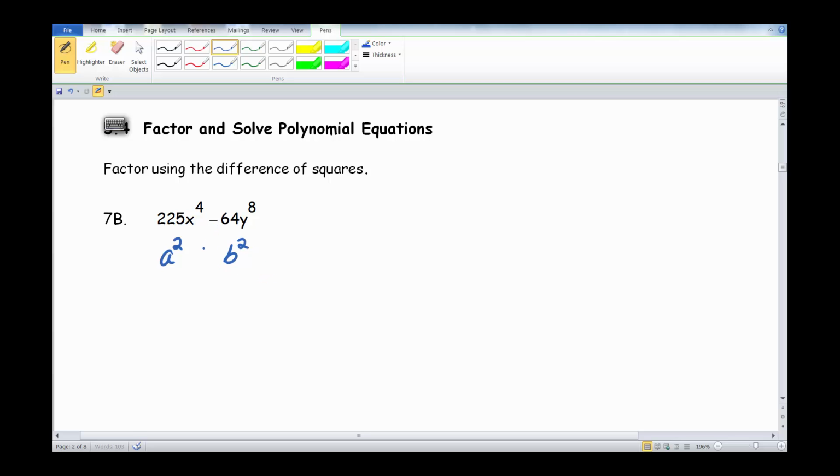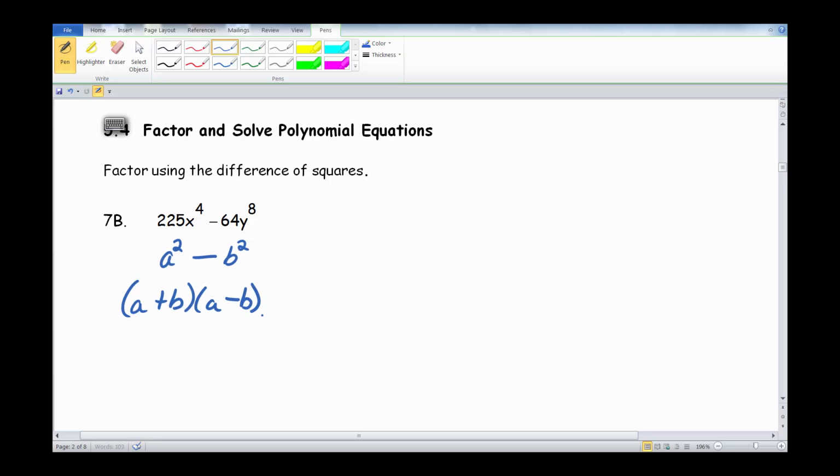We also have the difference of these two perfect squares. Now, anytime that you have the difference of two perfect squares like this, you will always factor that out to be a plus b times a minus b. And we saw a lot of these back in Chapter 4. They do make a comeback here, obviously, with polynomials. But when you're trying to break down these polynomials, if you see the difference of two perfect squares like that, it's always a plus b times a minus b.